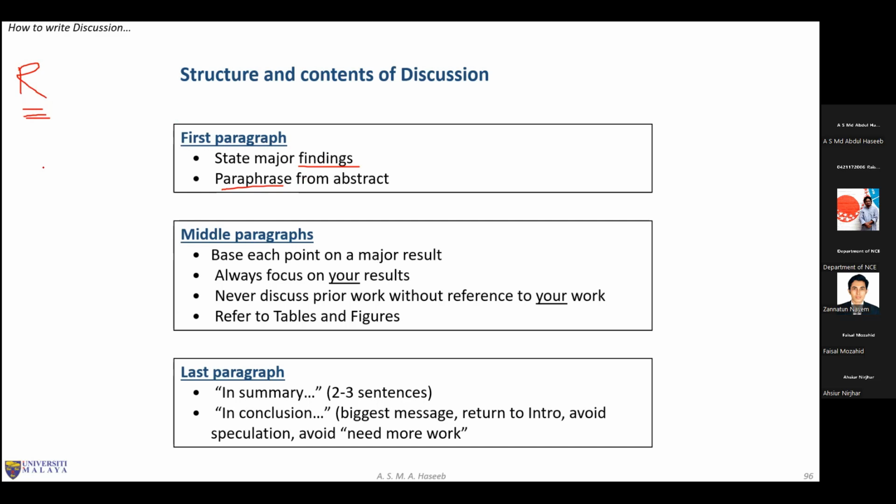You pick up a few major points from the result and then you discuss them. But always focus on your result. So that should be the center point in your discussion. And towards the end in the discussion section, you could write a kind of summary or the conclusion. Probably it can go to the conclusion as well.